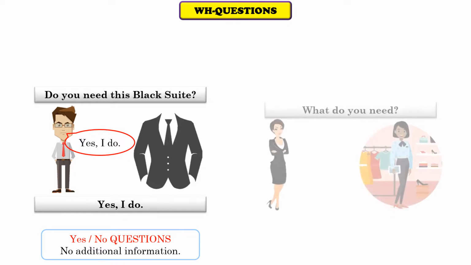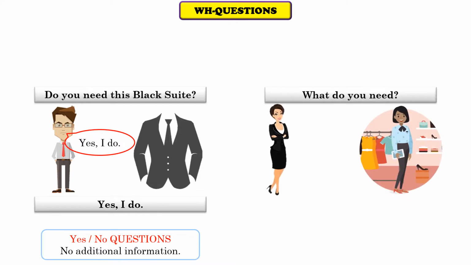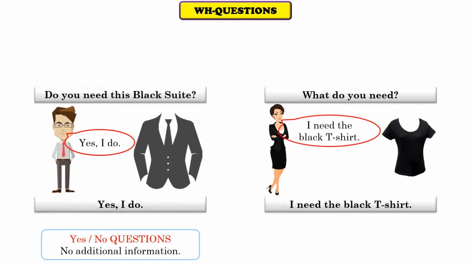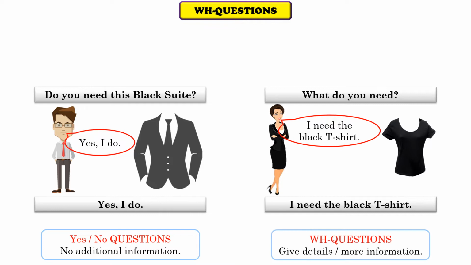Another example. What do you need? I need the black t-shirt. This is a WH question in which we give details and more information. So, in English, there are two types of questions: yes and no questions and WH questions.